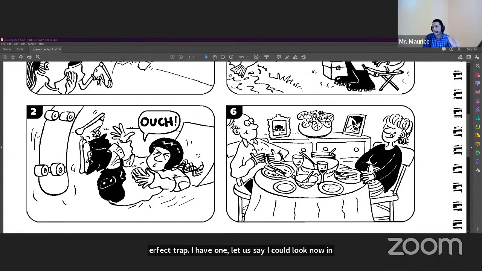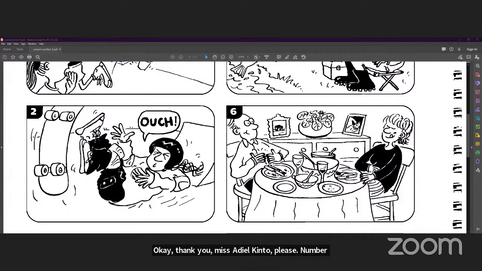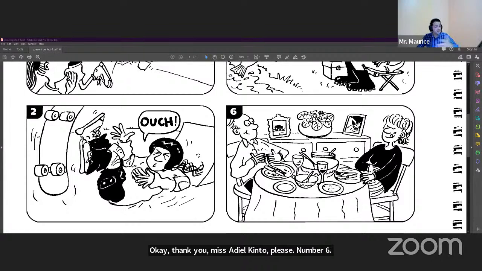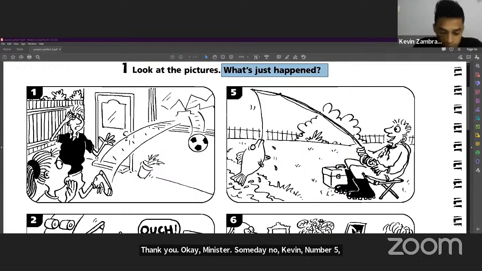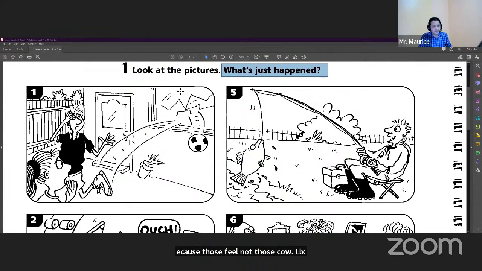Ok, thank you, miss. Ariel Quinto, please. Number 6. They have just eaten. Okay, works for me. Thank you. Okay, Mr. Zambrano, Kevin, number 5. He has just caught a big fish. Okay, that's correct for me.